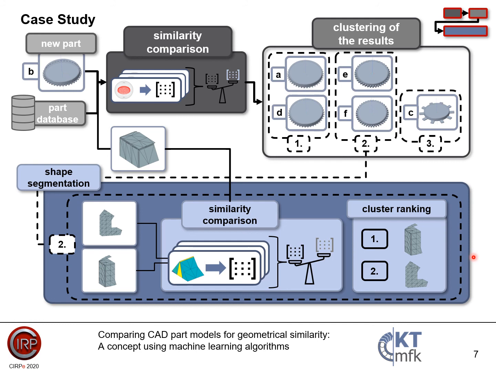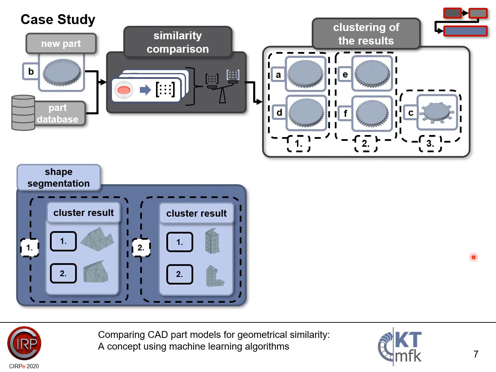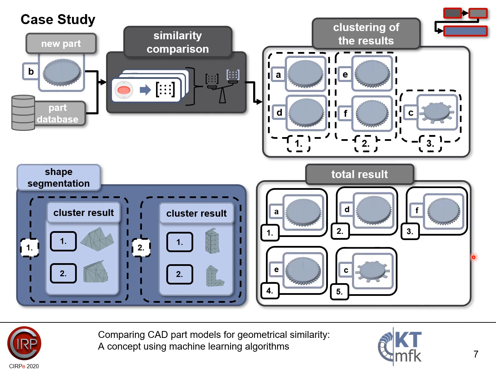Again, all the shape segmentation has been conducted, and therefore the different tooth geometries have been generated and the internal ranking is calculated. For the third cluster, obviously this is not necessary, because if there's only one geometry in the cluster, it's not necessary to segment the geometry even further. Now the internal ranking according to the local similarity value for all the clusters is calculated, which leads to the total result. Here it can be seen that the most similar part is geometry A, followed by the second, geometry D, the third is geometry F, the fourth is geometry E, and the last or most dissimilar geometry in this database is geometry C.